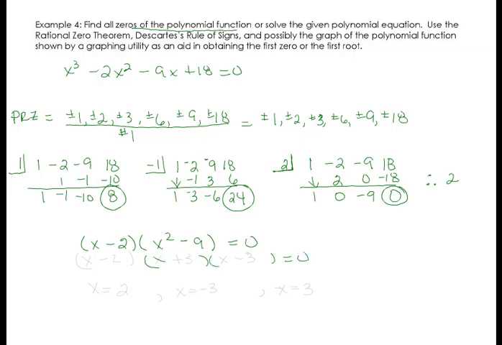Factor x squared minus 9 and we have x plus 3, x minus 3. Set each of those factors equal to 0, so our solutions are 2, negative 3, and positive 3.